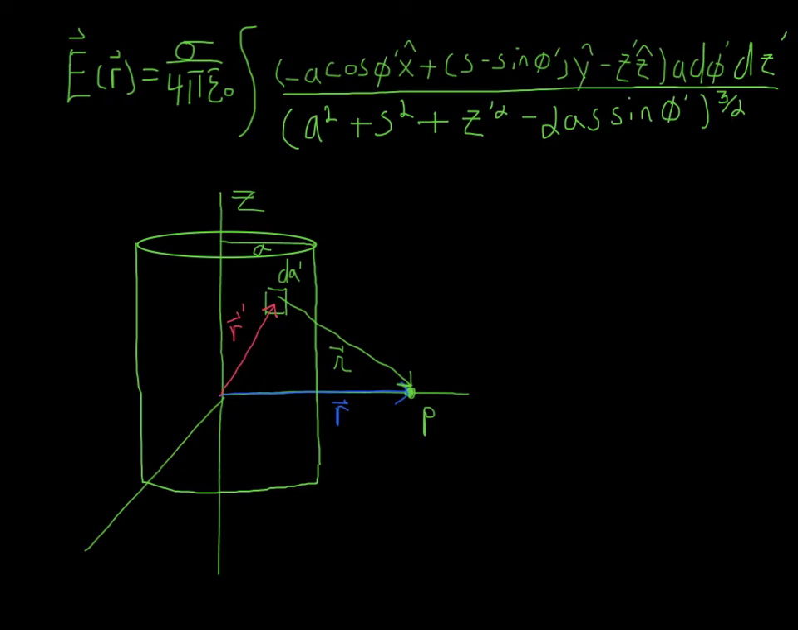Where I'm integrating is I'm integrating over this shell down here, this cylindrical shell. So a is constant, but I need to integrate in a ring, d phi prime, and then I'm going to take those rings and add them up one at a time, those bits of charge, those rings of charge, and that'll be z prime.